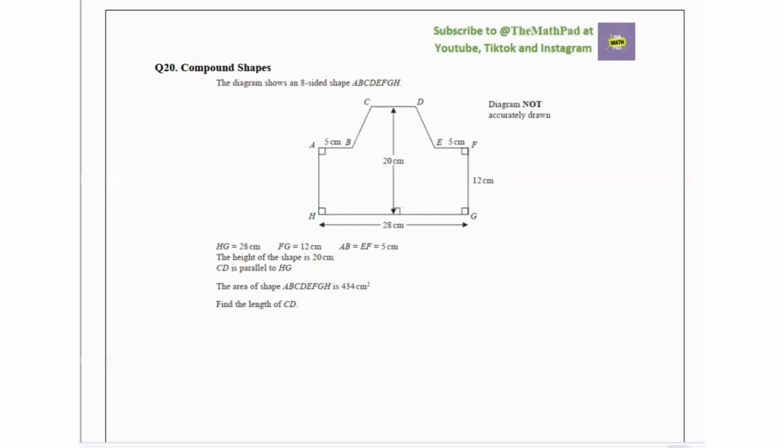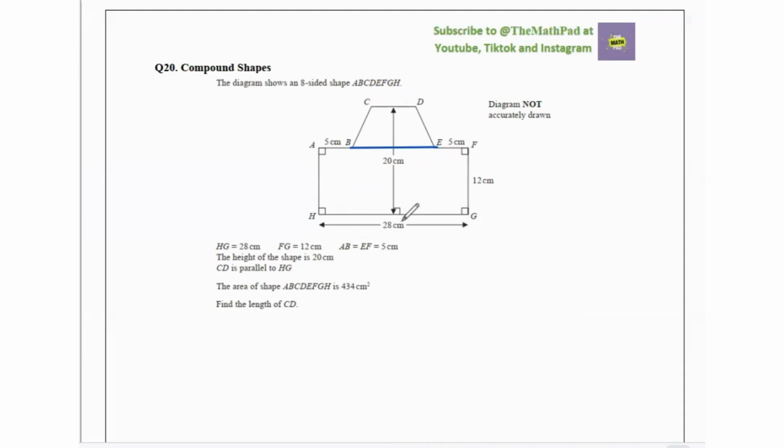So in these type of shapes, what I always suggest is to split the shape into 2 different shapes or like 3 depending on what the shape is, and then try to solve them separately. When we split this compound shape, we can see that we have a rectangle at the bottom and a trapezium at the top.